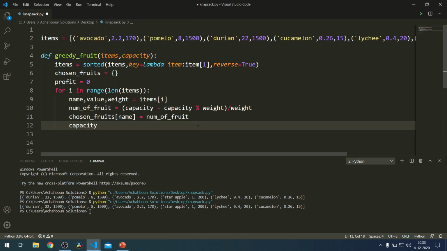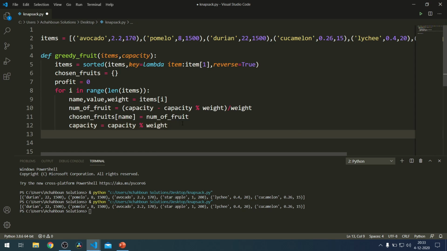Basically, we have chosen or picked some fruits, so we've put them into our bag. We don't have as much capacity as we did before, so we need to adjust this. And if you think about it, the capacity that's left is just the remainder of this modulo operation, right? That is how much we have not used yet. So we can just set that equal to that.